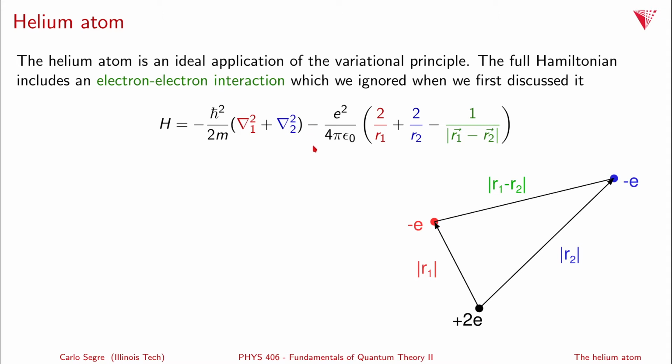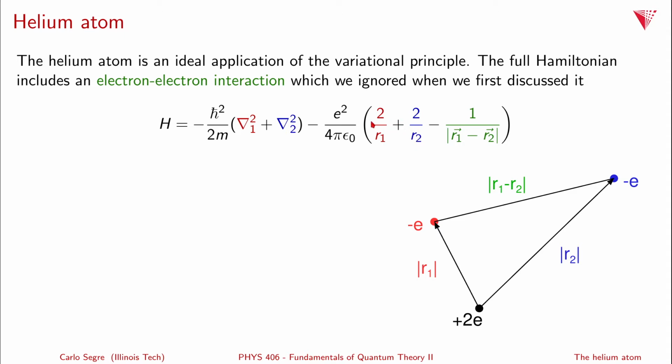The potential energy is minus e squared over 4 pi epsilon naught. And then we have the attraction of the first electron to the nucleus, which is 2 because there are two protons in the nucleus. So it's 2 over R1. That gives us 2e squared. And then we have the same thing for the second electron attracted to the nucleus, which gives us 2 over R2.